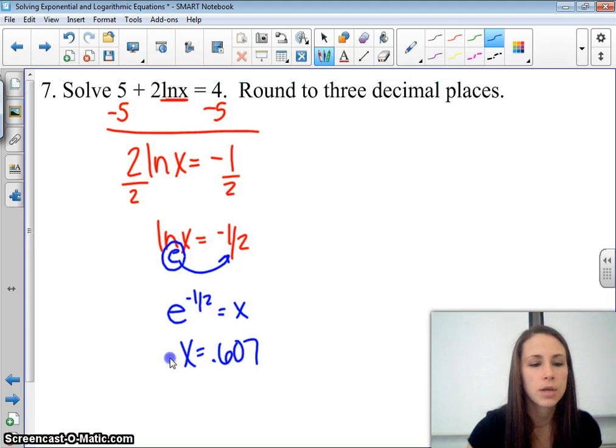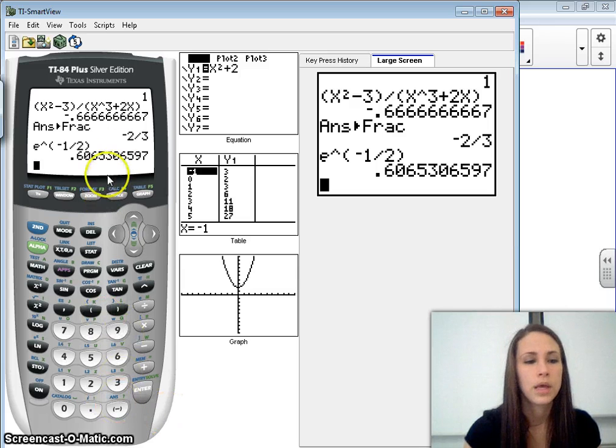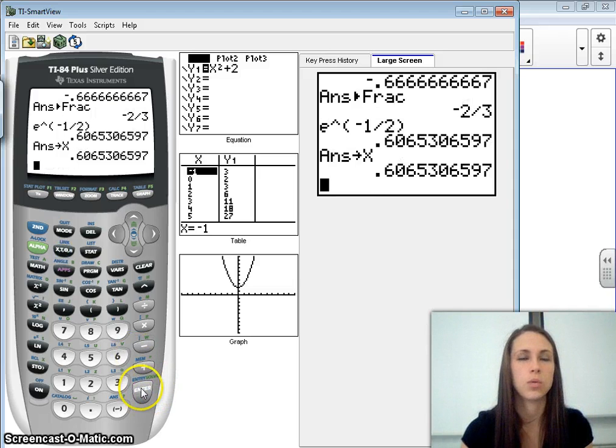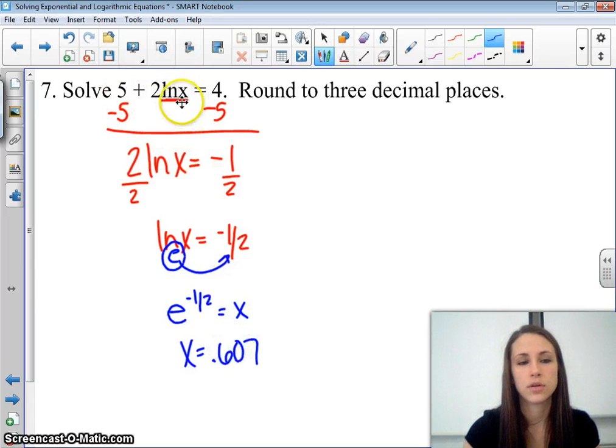Now, I need to check and make sure that when I plug this back into my function, it doesn't give me a negative inside the log. When I plug in the 0.607 for that x, it won't give me a negative, so that will work. If you wanted to actually check your solution, you could store the answer for x, because if I round it, it'll cut off some of the decimals and it won't be exactly correct. Then you plug it into this side and it should equal 4.